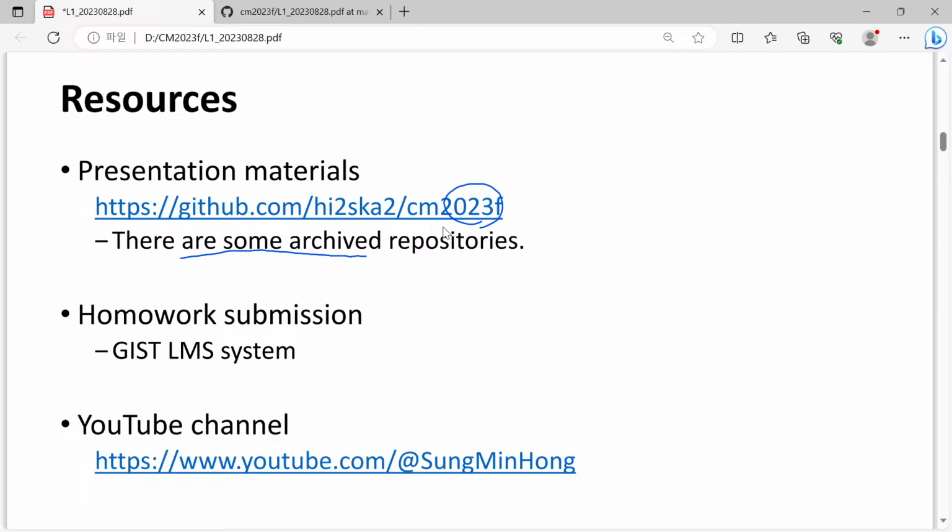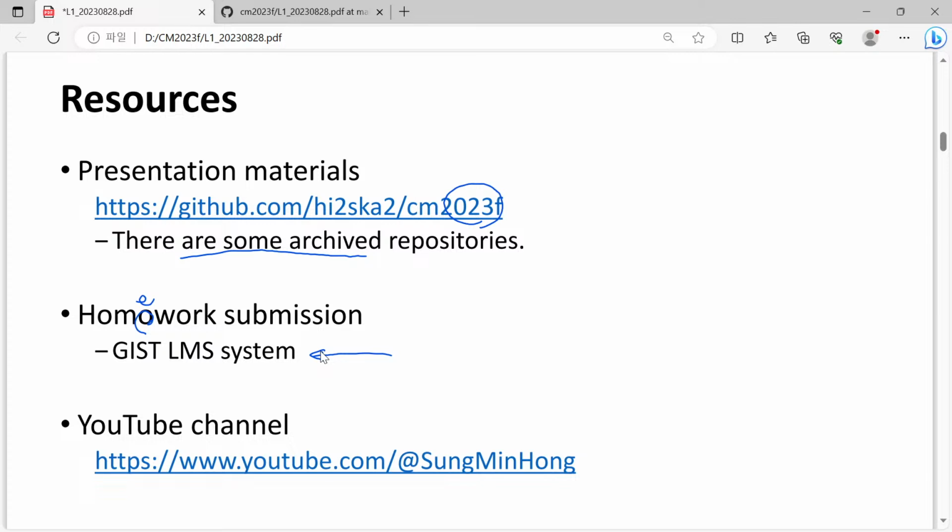And oh, here I have a typo, sorry, so this is E. Homework submission. Previously I used our GitHub repository for homework submission even. However, I found it is not that convenient, and in this semester, we will exclusively use this LMS system.